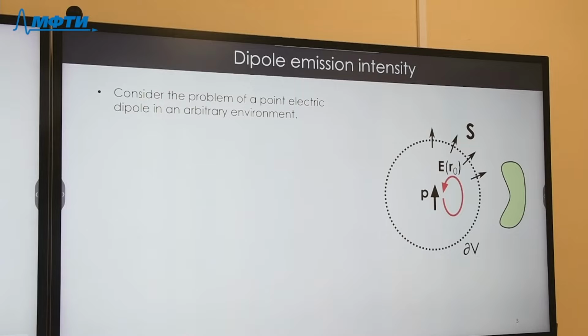As long as we are not interested in the precise angular distribution of the fields, and we are only interested in the emission intensity, there's a simpler way to find that emission intensity. And that way is offered to us by the Poynting theorem.